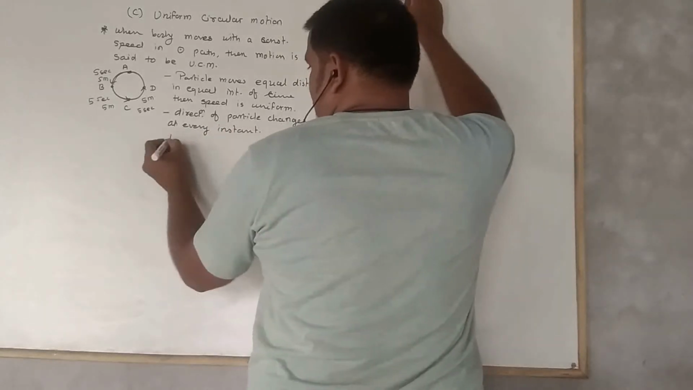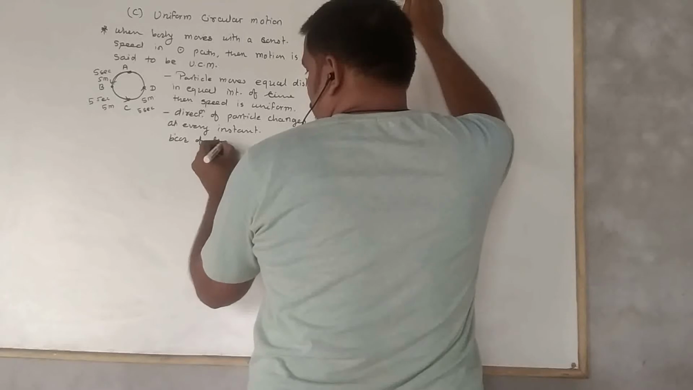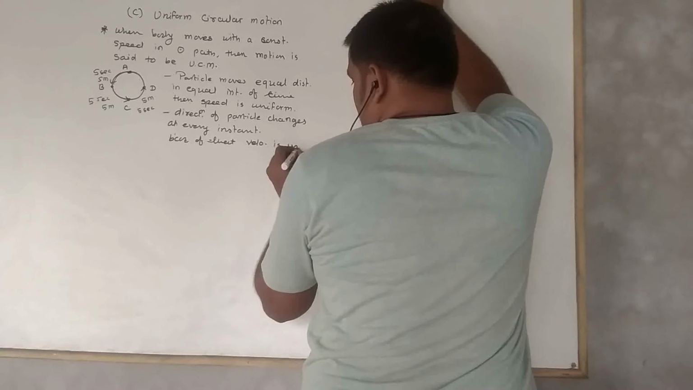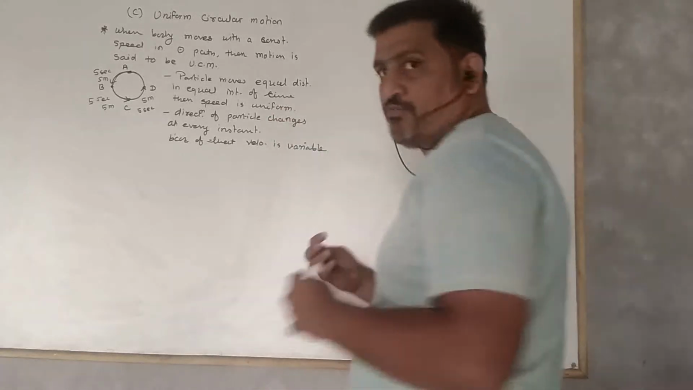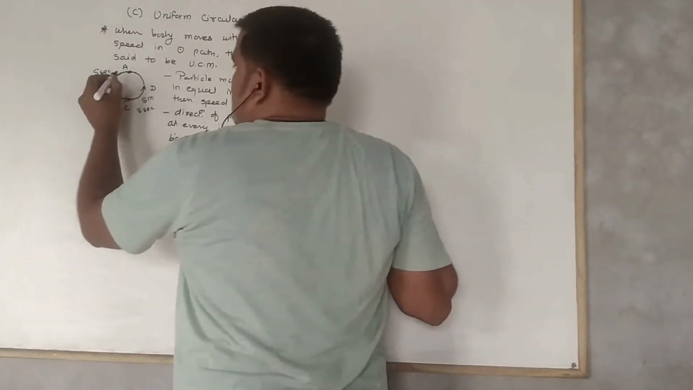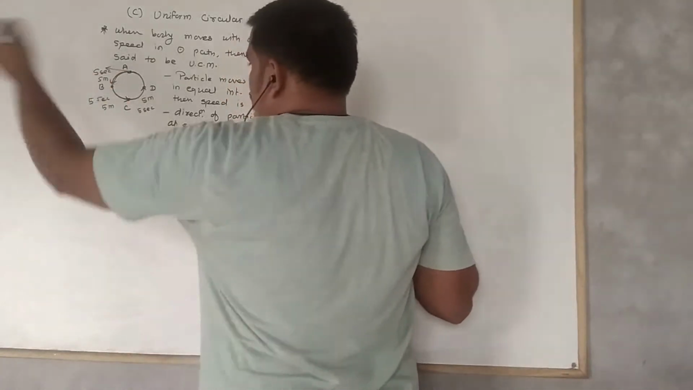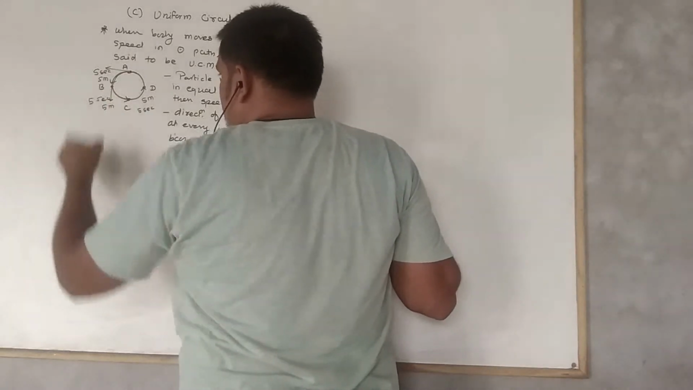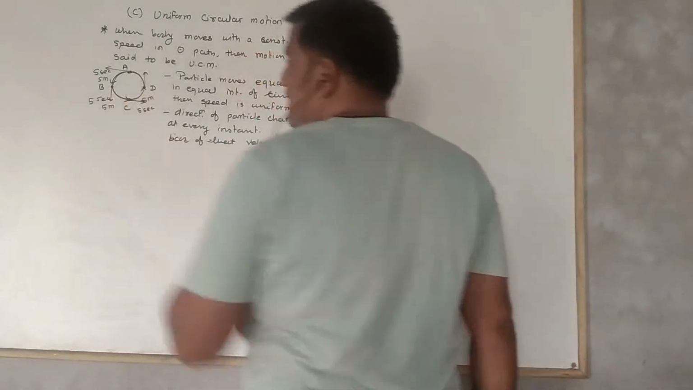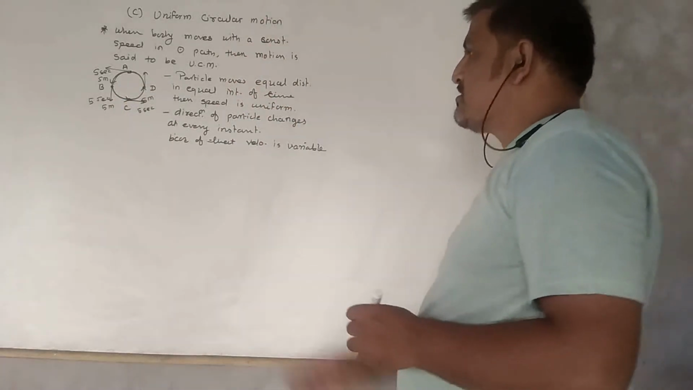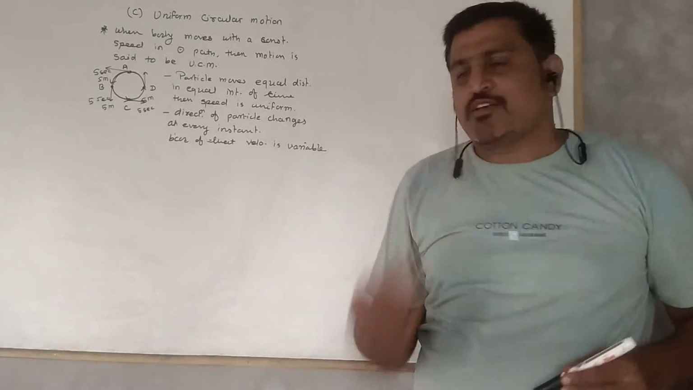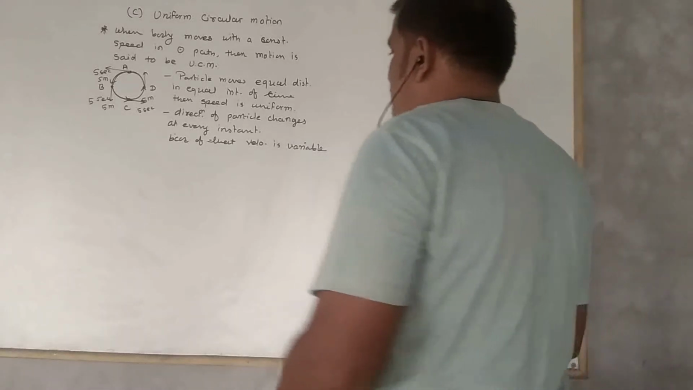Because of that, the velocity of the body is variable. We find the velocity of the body changes at every instant, because at every instant the particle changes its direction. When it is at A, it is toward the west. When it is at B, it is toward the south. When it is at C, the direction of the body is toward east. And when it is at D, the direction is toward north. So at every instant the particle, moving in a curved path, changes its direction. So the velocity is variable.